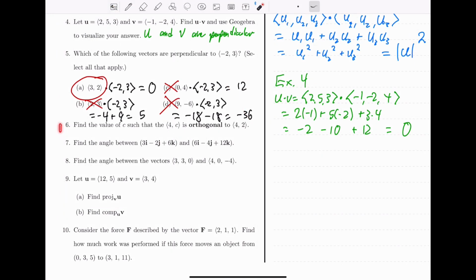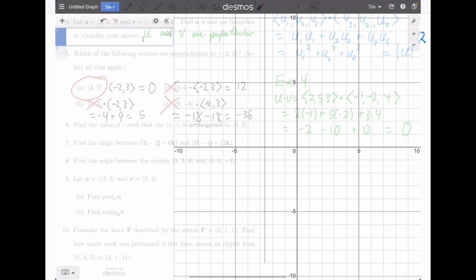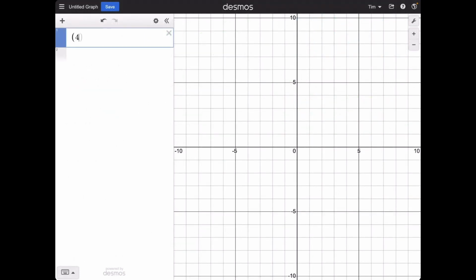In example 6, we want to find the value of c such that this vector, 4, c, is orthogonal to the vector 4, 2. So some value of c here will give us a perpendicular vector to 4, 2. Before we solve this analytically, let's take a look in Desmos and see if we can get some intuition for what's going on here. First, I'm going to draw in the vector 4, 2. So there's the vector 4, 2.